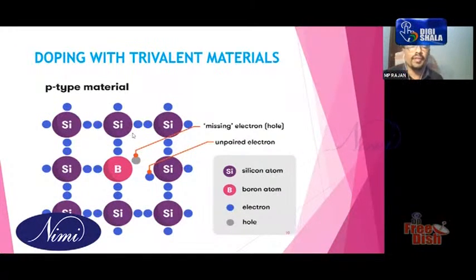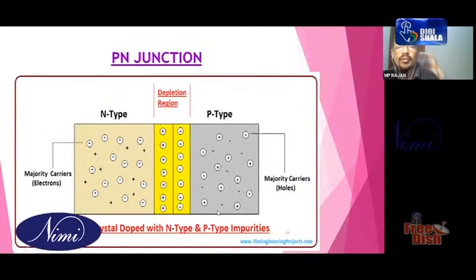So doping with trivalent, it is becoming P-type. Okay, now we have P-type and N-type semiconductor, which you must have already studied. Now, when you join P-type and N-type semiconductors together, let us see what happens.